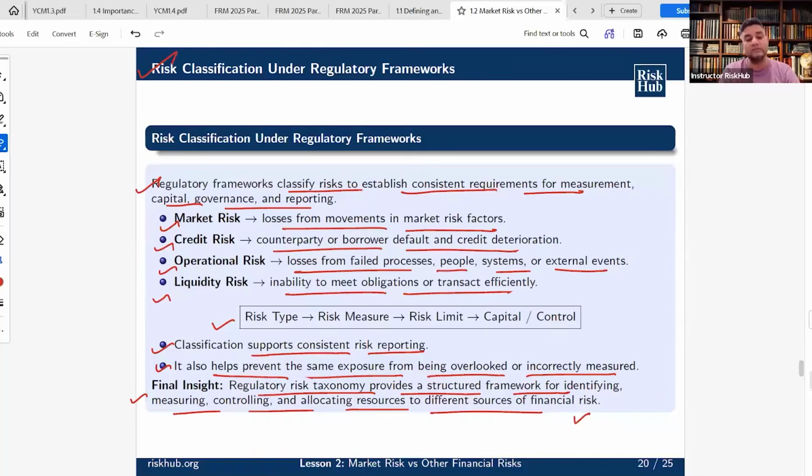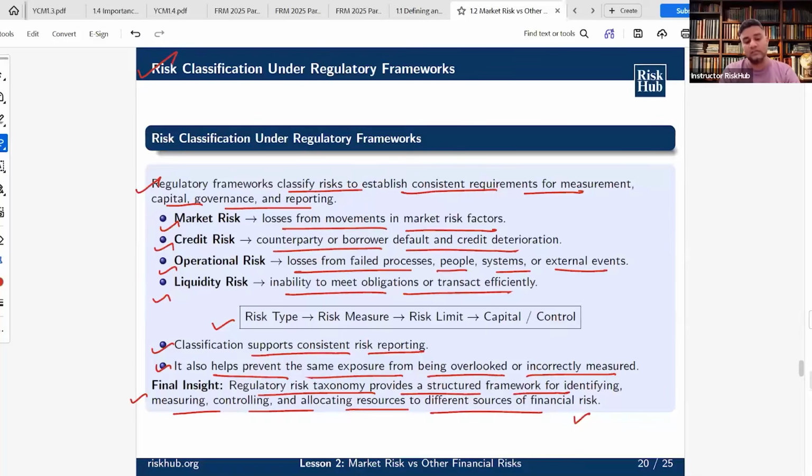Governance is the set of commitments, committees, approvals, and reporting lines that oversee risk taking. Risk type leads to risk measure, which leads to risk limit, which leads to capital control. This repeats the chain from slide number 16 in regulatory language. The category fixes the metric, the metric fixes the limit, and the pair drives capital control. The slide's second point is that the classification stops an exposure from being missed. If every exposure has exactly one owner category, none falls between the two legs.